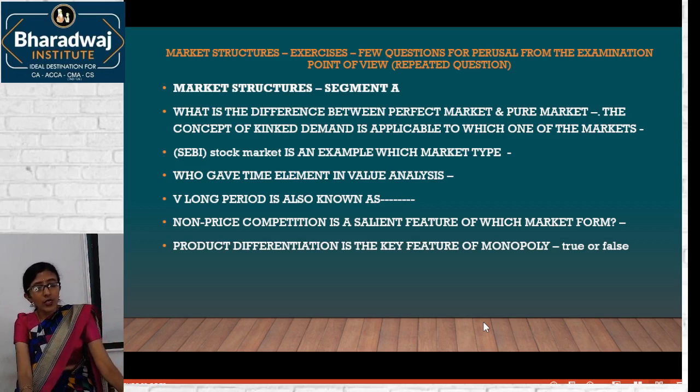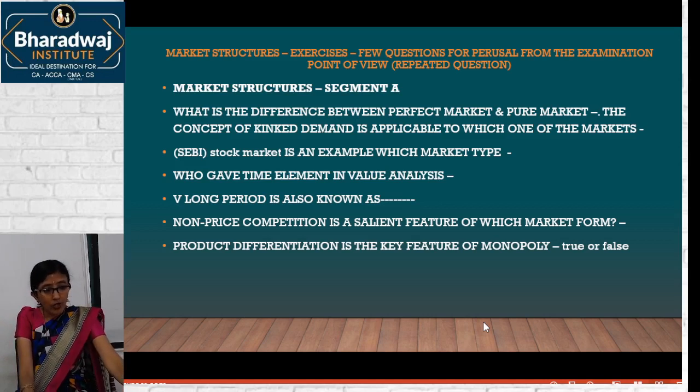Second, the concept of kinked demand is applicable to which one of the markets? You yourself have to write. SEBI is an example of which market type? Fourth question, who gave the time element in value analysis? Fifth, very long period is also known as dash. Next, non-price competition is a salient feature of which market form? Then, product differentiation is a key feature of monopoly. True or false? Please do this exercise, all of you.